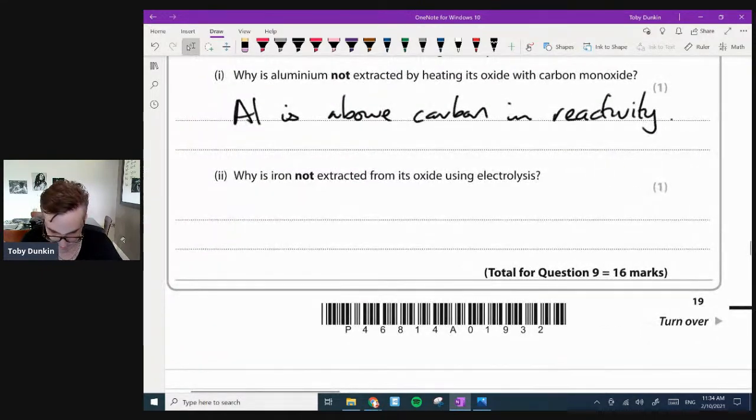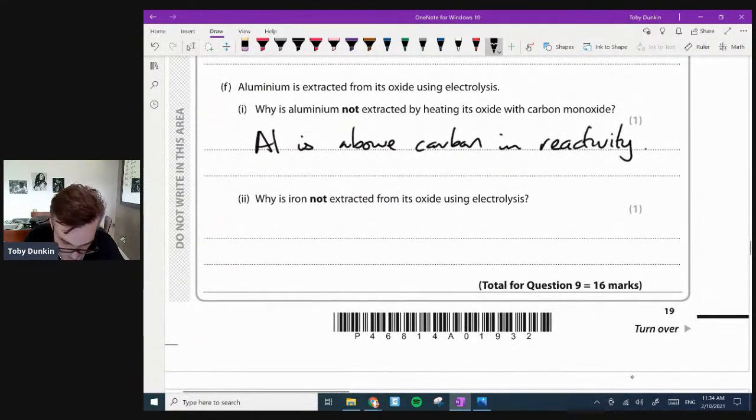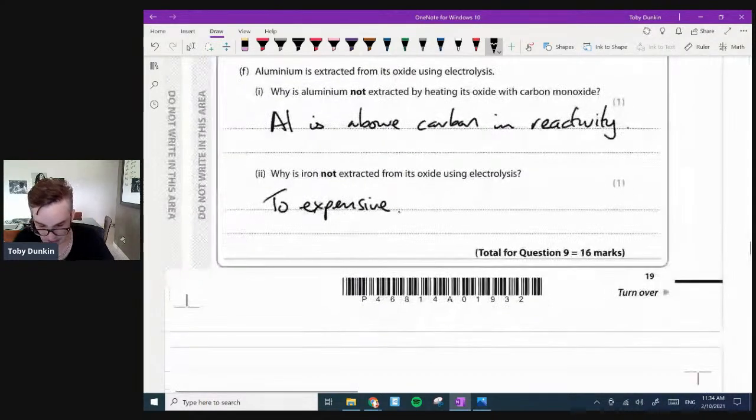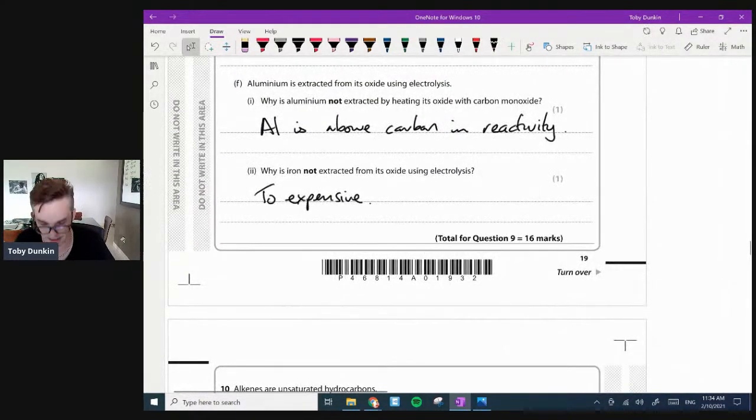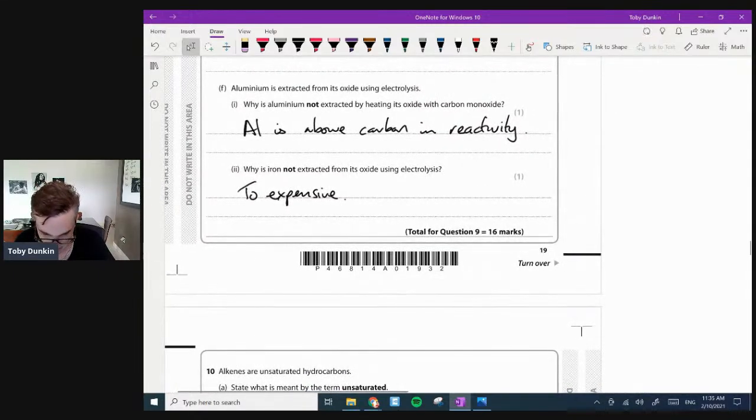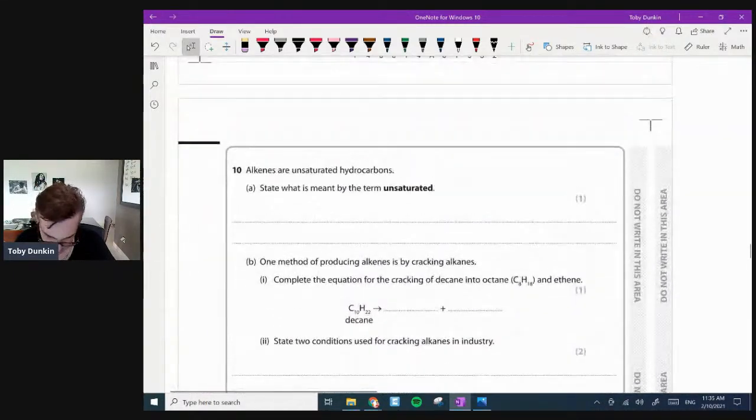Because you don't have to. The only reason why we wouldn't, that's a really weird question. Too expensive. The iron that you would make wouldn't be worth the money that it cost you to run the electrolysis process.